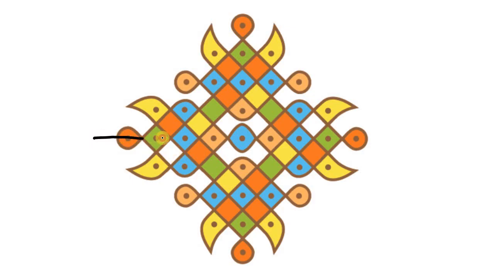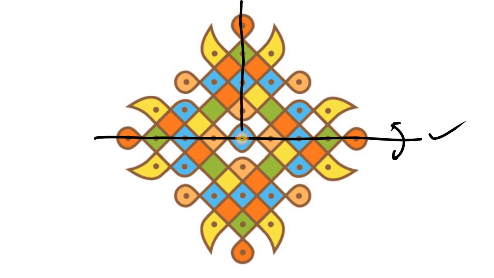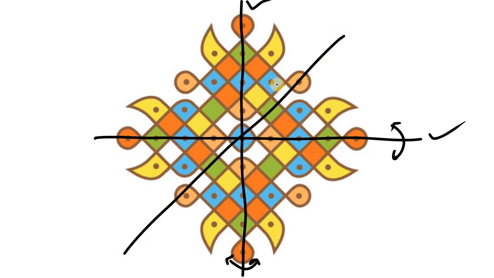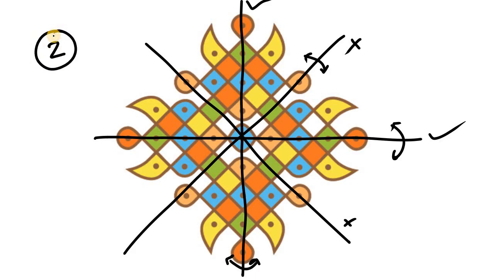Let me draw. So if I draw this line, see, there is a symmetric pattern on both sides. So this can be one. Again, if I draw this line, again there will be a symmetric pattern on both sides. But this line, see here, just compare. Here it is different, here it is different. So this is not. Similarly, this is also not, because here the patterns are different. So here we have got 2 lines of symmetry.